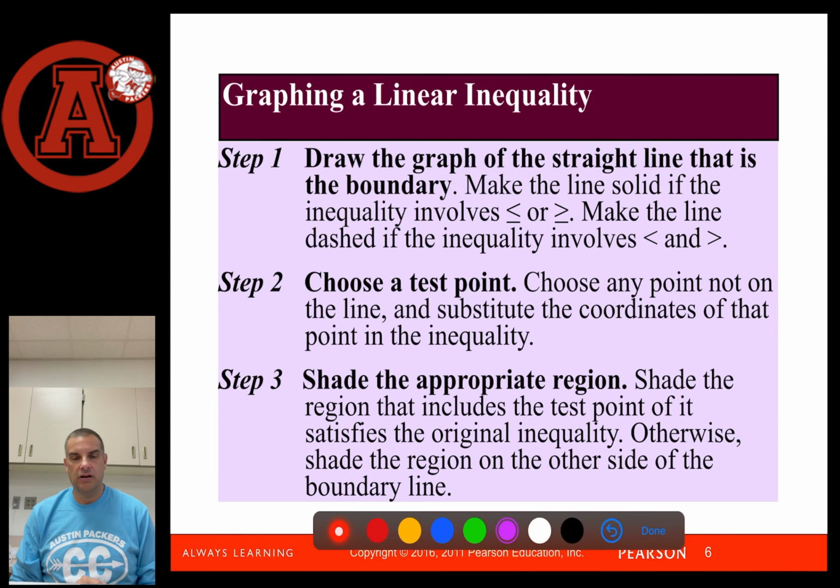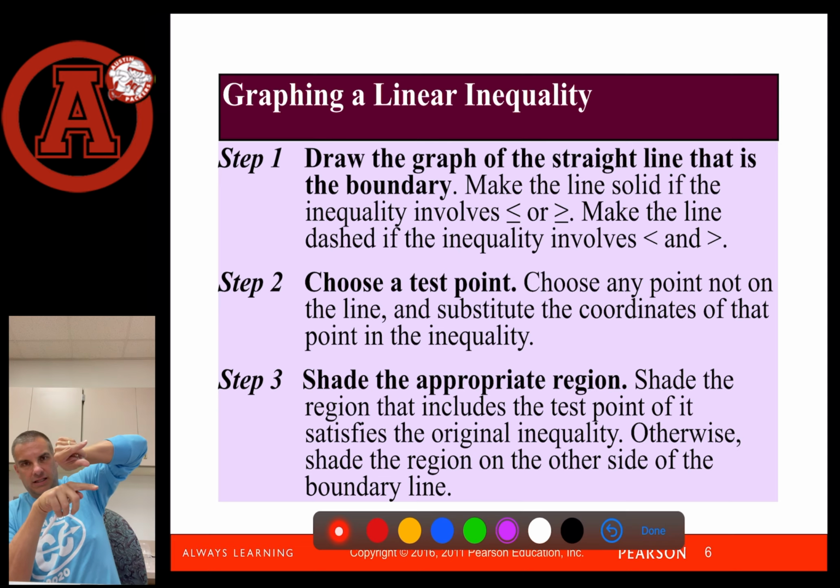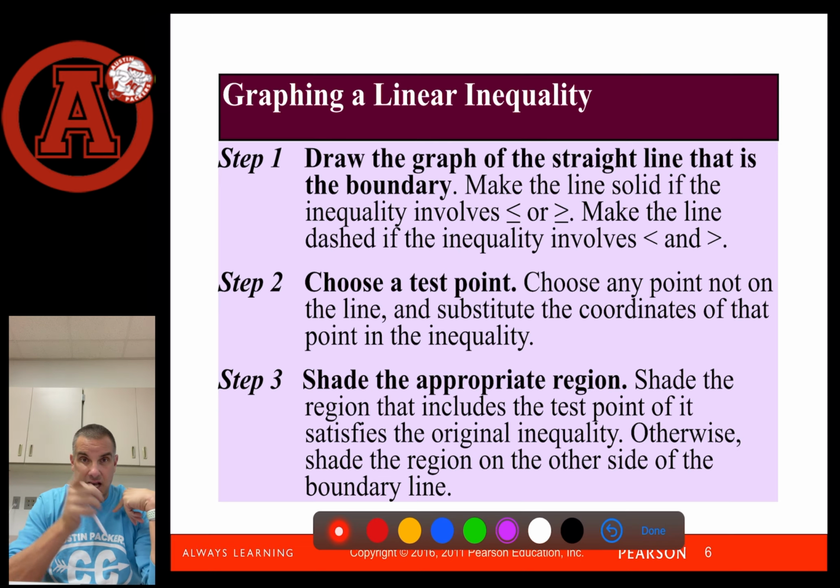Step 1, you're going to draw a graph. You're just going to change the inequality into an equation and graph it, either by finding the intercepts, slope-intercept form, whatever it might be. Now, that line is going to be one of 2 things: solid or dashed. It's going to be solid if you're using the greater than or equal to or the less than or equal to symbol. You're going to have a dashed line if it's just greater than or less than.